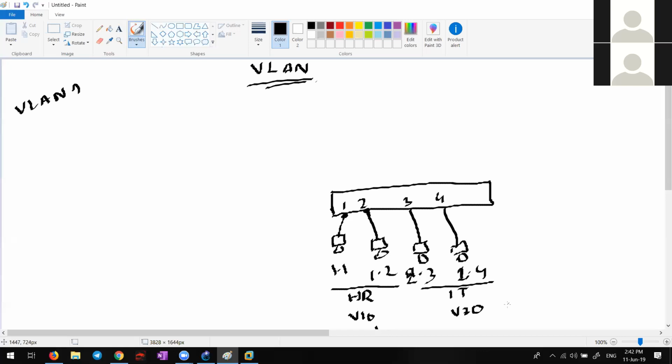And this is VLAN 10, VLAN 20. Then you can make them communicate using a router or layer 3 switch. You can make them communicate with each other. Clear? Or else it is not possible to make them communicate. Clear? You're still not satisfied.